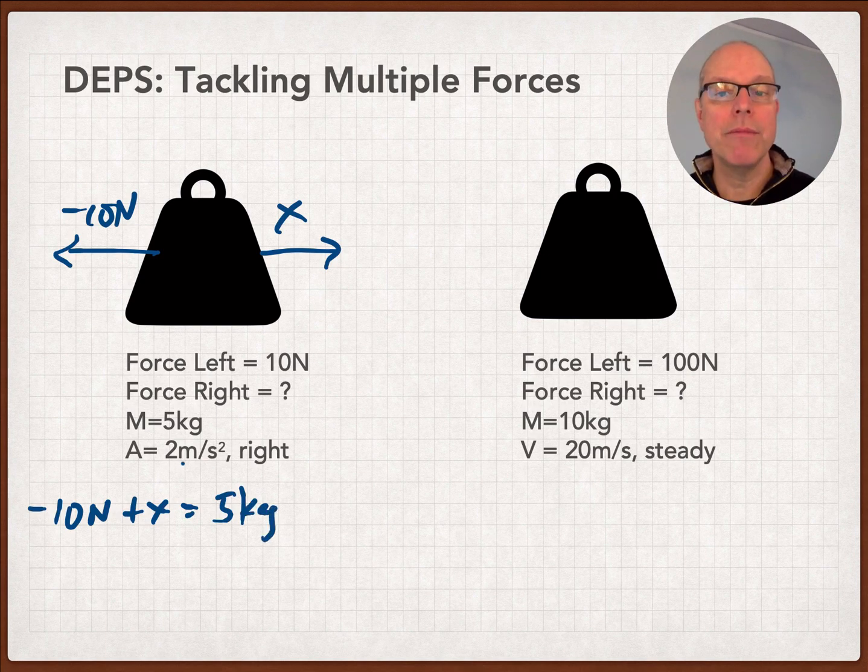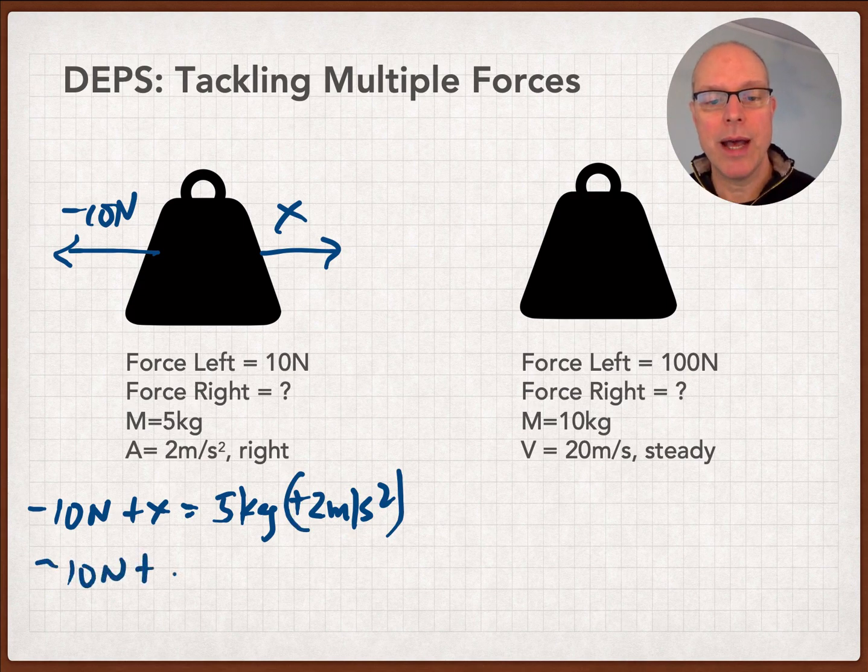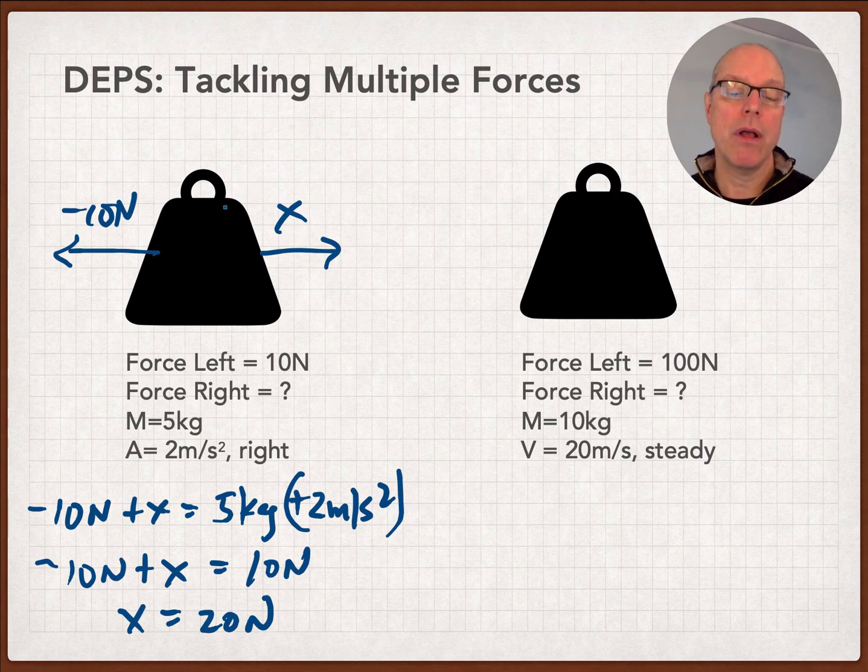And here's why it's really important to be consistent. I see an imaginary plus sign in front of that 2 meters per second squared, and I just made it explicit. So I have -10 newtons plus x equals kilograms times meters per second squared, which is what a newton is. So this equals 10 newtons over here. Do the math and you get x equals 20 newtons. Okay? Fair enough. Let's see about it. Yeah, that's right. The acceleration was to the right. So the winner of 20 versus 10 had to be on the right side. Fair enough?